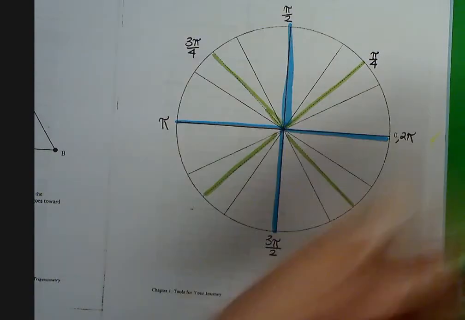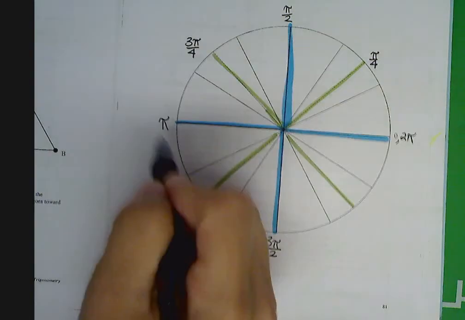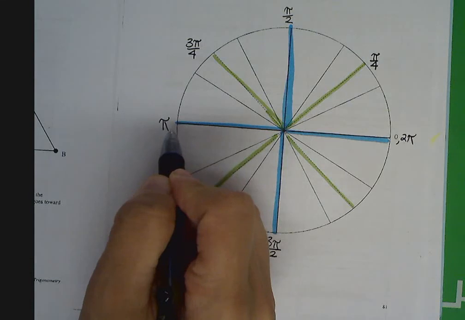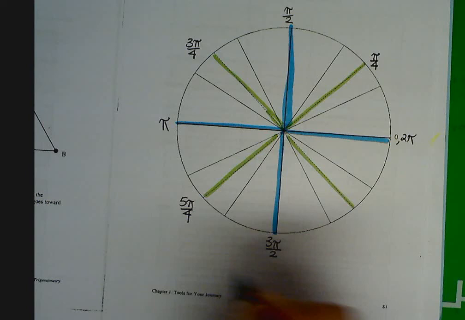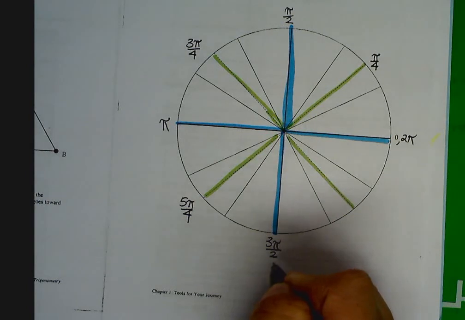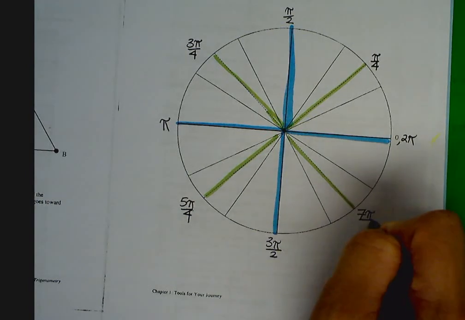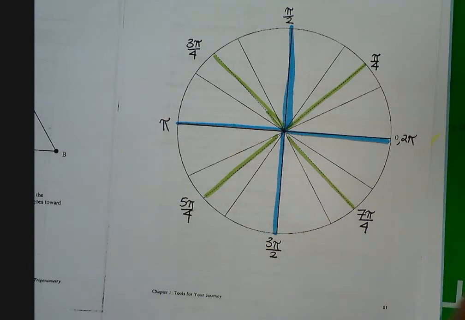Okay. 4 pi over 4, that already has a name. So this is 5 pi over 4. 6 pi over 4 already has a name. And then 7 pi over 4. And then 8 pi over 4 already has a name. So you guys are going to do the rest on your own. Okay, keep going. And do all of them. Okay?